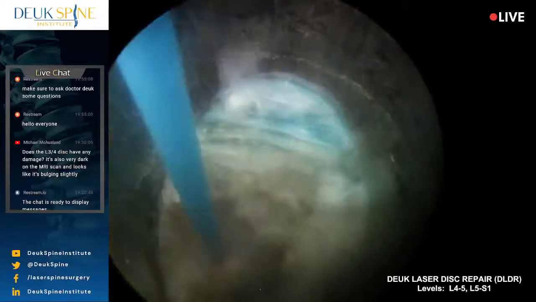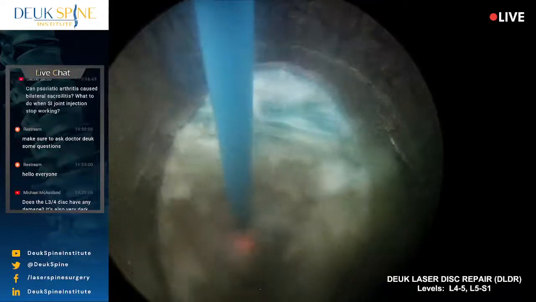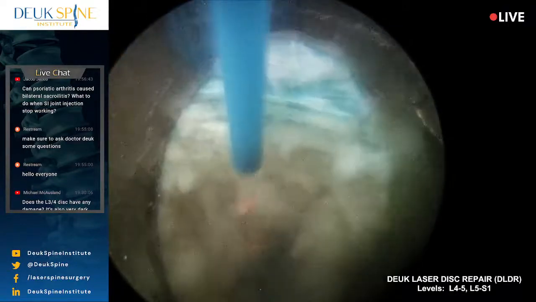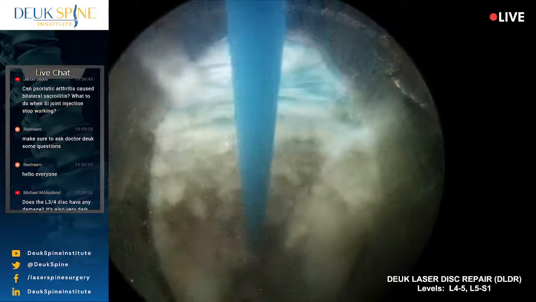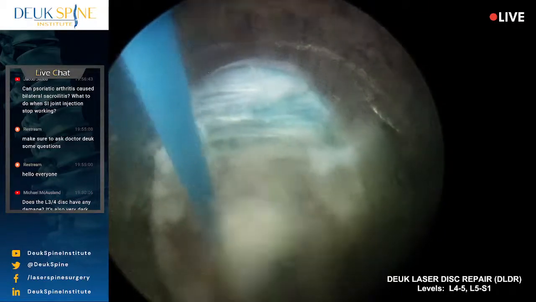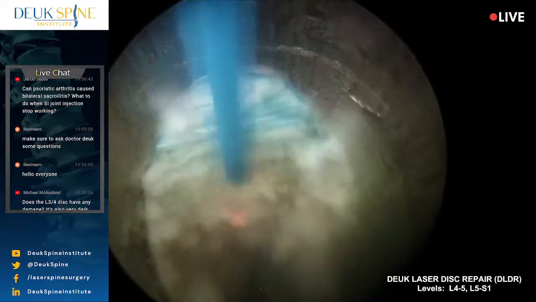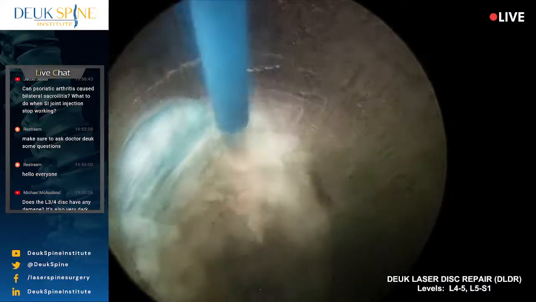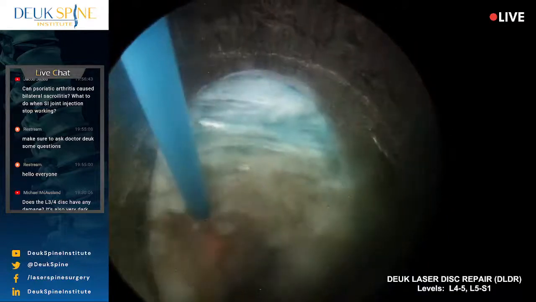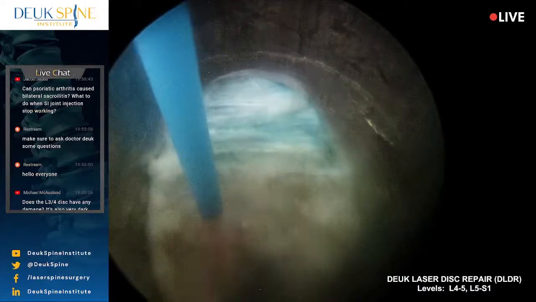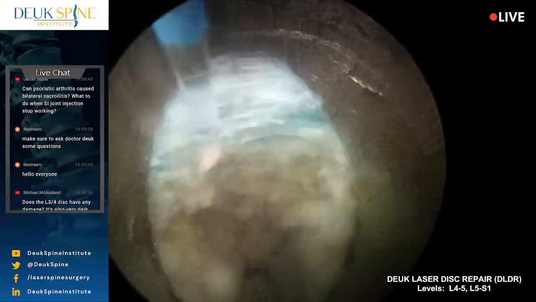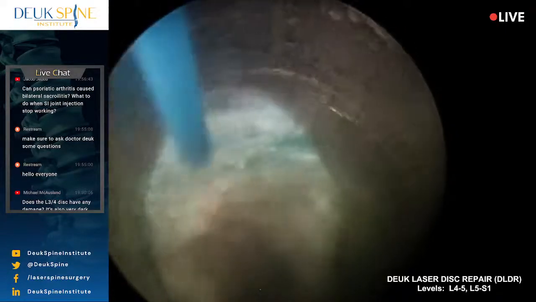Any questions from our audience, Diego? They want to know how badly damaged is this disc in this patient that I'm working on? So far it's a medium. It's like a 5 out of 10. It's not that badly damaged. I'm seeing a lot of potential for regeneration and healing so far. I'm very optimistic, but we're not done yet.